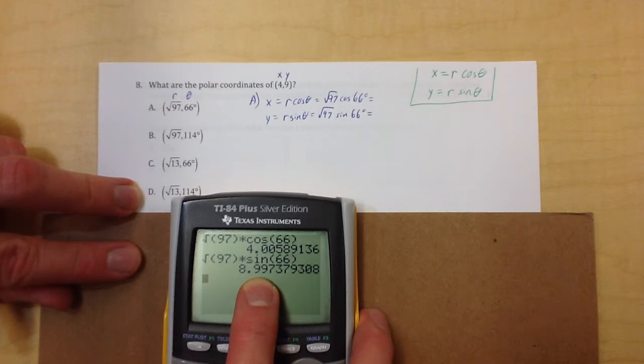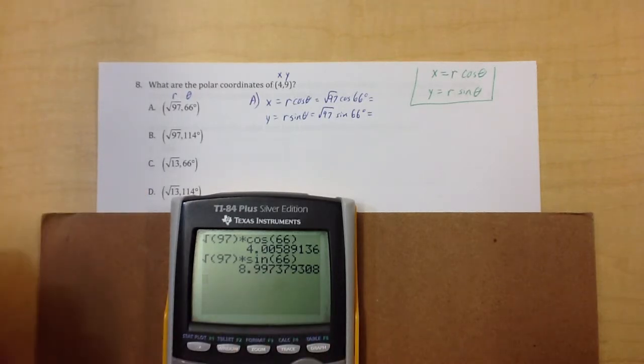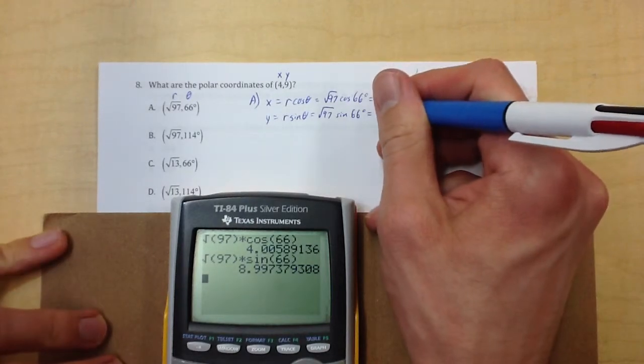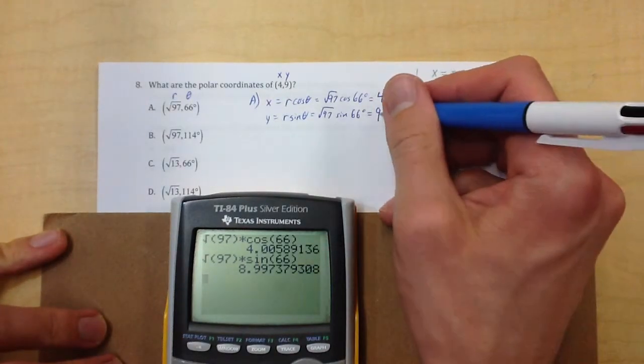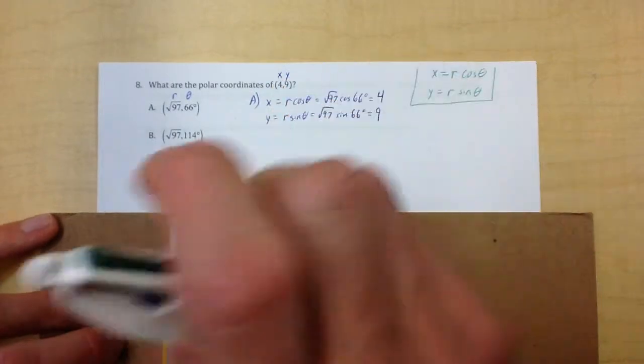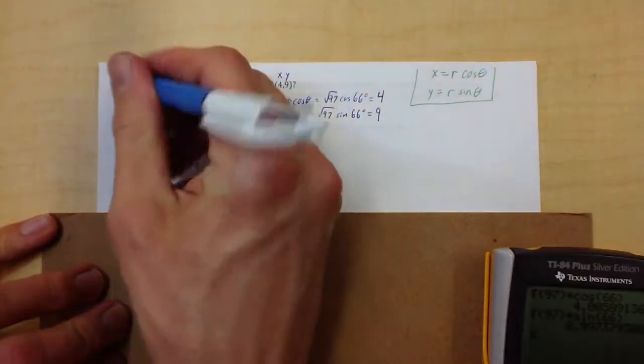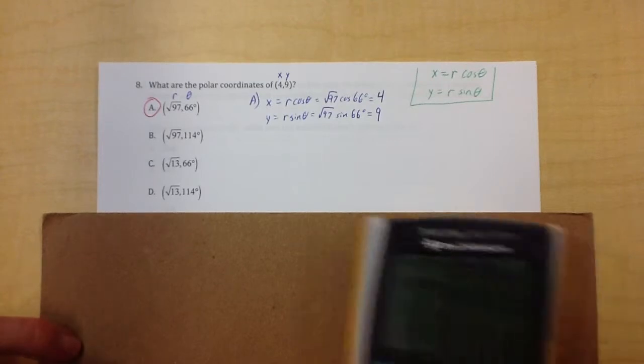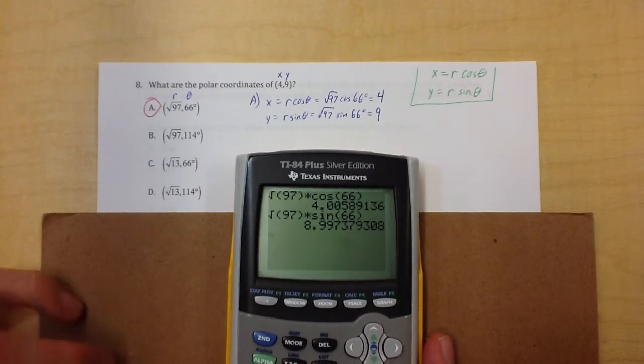Wow, that rounds off to 9. Good grief, that was quick. The first one turns out to be approximately 4, and this one is very close to 9. 4, 9. Sure enough, we found it on the first try. That is exciting. There it is. If we didn't, we'd have to keep on going, but we found it.